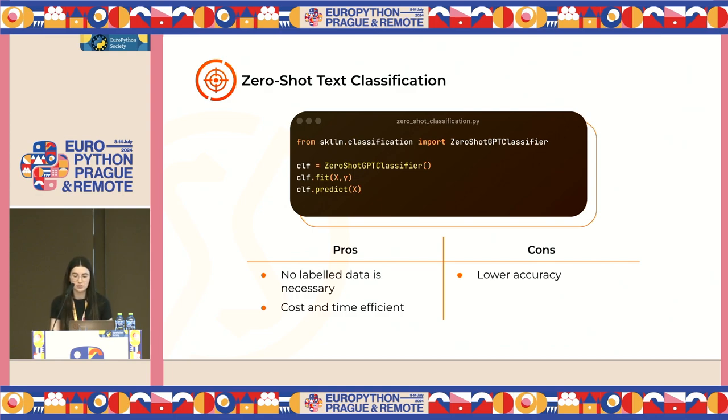Now let's have a look at how it works in Scikit-LLM. Firstly, we need to import the zero-shot classifier and then use a very familiar Scikit-Learn API in order to obtain the predictions in just three lines of code. The zero-shot approach is suitable when you either have no label data available or you need a very cheap solution, since the zero-shot prompts are usually very short and therefore they don't consume many tokens. However, the trade-off is that this approach usually offers lower accuracy compared to other approaches we will see in the next slides.